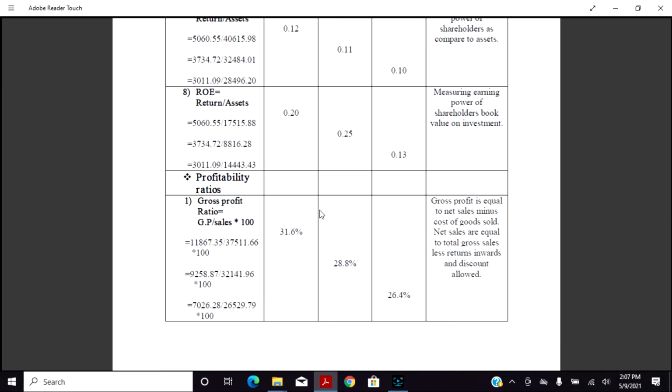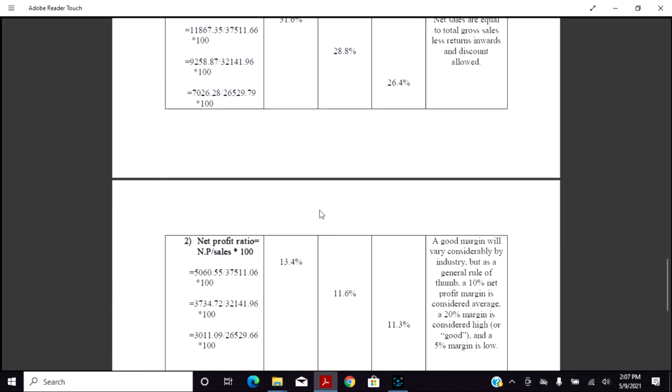Let's move to profitability ratios. Profitability ratios have first ratio, which is called gross profit ratio, and it is equal to gross profit divided by sales and multiplied by 100. Gross profit is equal to net sales minus cost of goods sold. Net sales are equal to total gross sales less returns inwards and discount allowed.